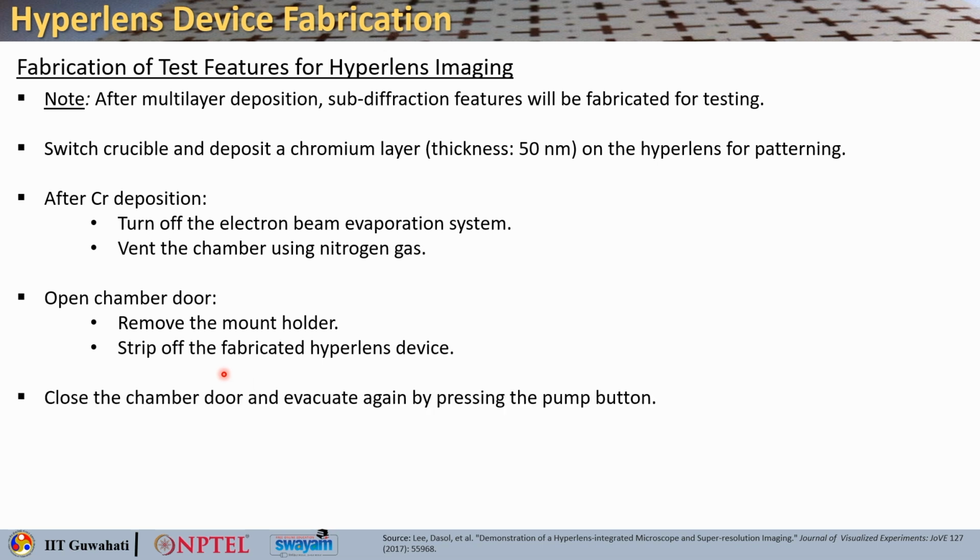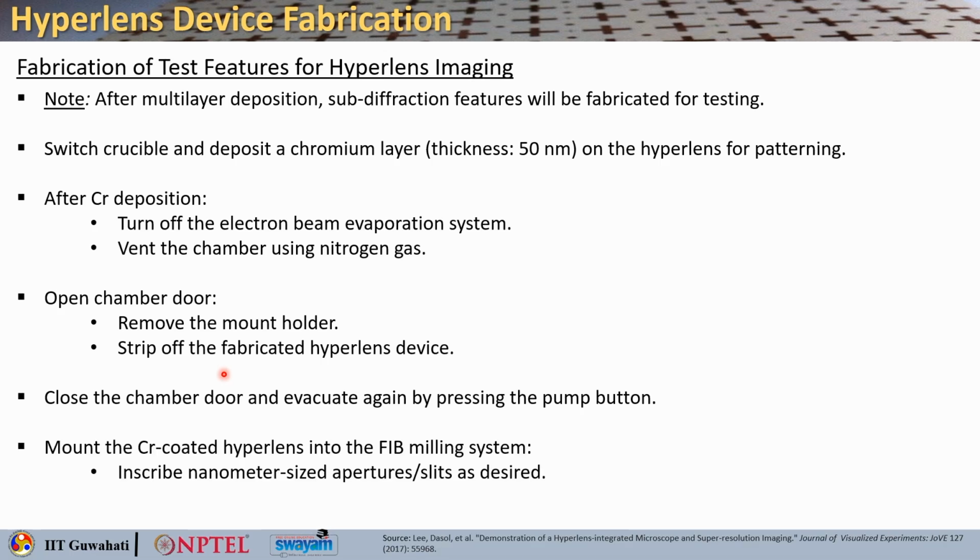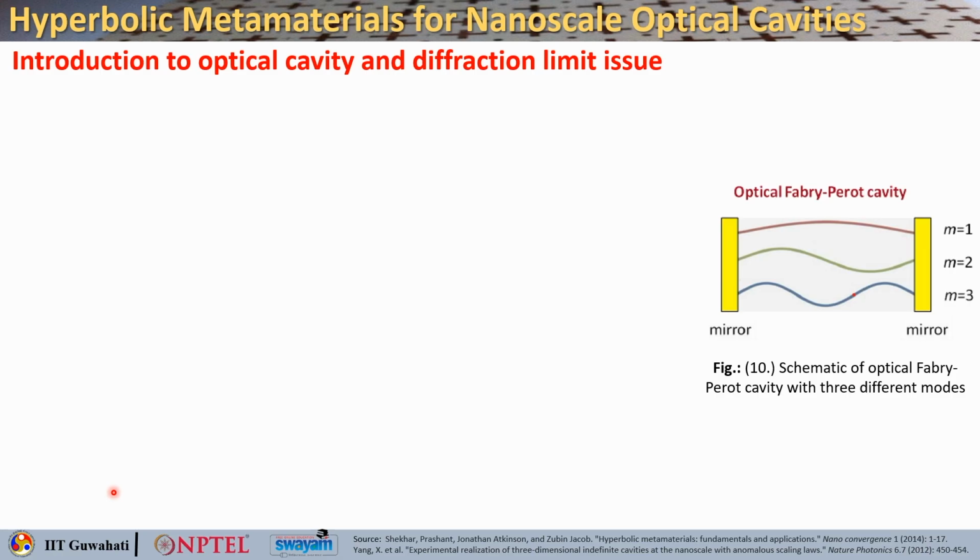After that you close the chamber door and evacuate again by pressing the pump button. Finally, you mount the chromium coated hyperlens into the FIB milling system. That is where you inscribe those nanometer sized apertures or slits as your test features that will be used for hyperlens imaging, right. So, with that we understood how a hyperlens is fabricated.